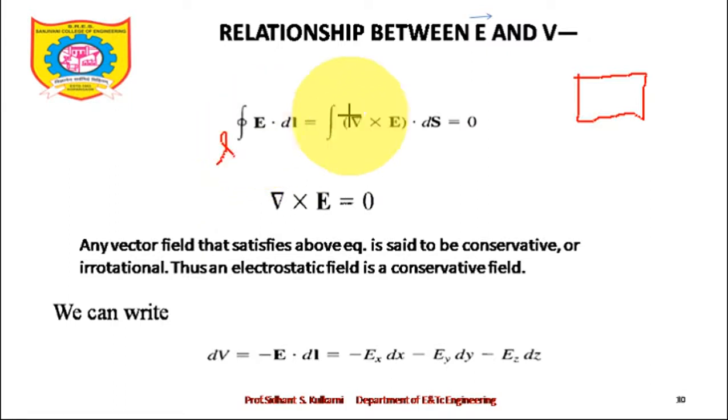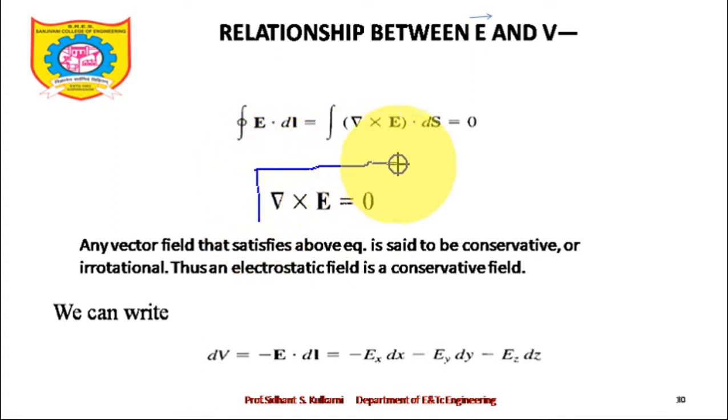Since E bar dot dl bar is equal to 0, according to Stokes theorem, del cross E bar dot ds bar should also be equal to 0, and therefore del cross E bar is also equal to 0. This is the next important Maxwell's equation. In the previous lecture we went through one Maxwell's equation, del dot D bar equal to rho v, according to Gauss law.